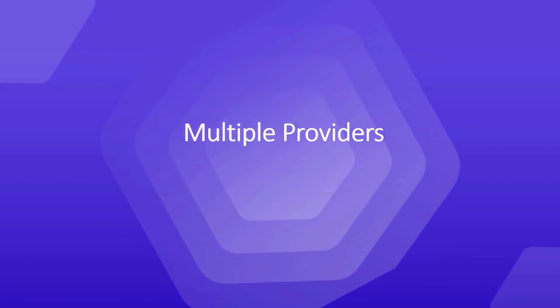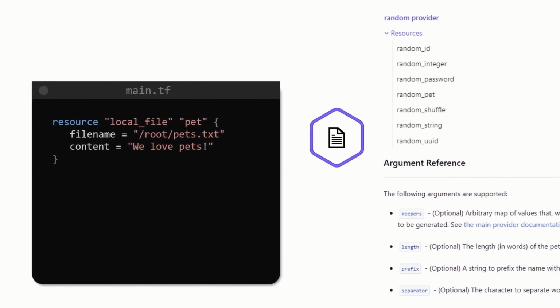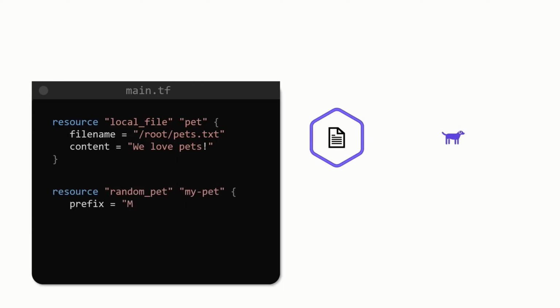Let's see how to use multiple providers and resources in Terraform. Until now, we have been making use of a single provider called local to deploy a local file in the system. Terraform also supports the use of multiple providers within the same configuration. To illustrate this, let's make use of another provider called random. This provider allows us to create random resources such as a random ID, random integer, random password, etc. Let us see how to use this provider and create a resource called random_pet. This resource type will generate a random pet name when applied.